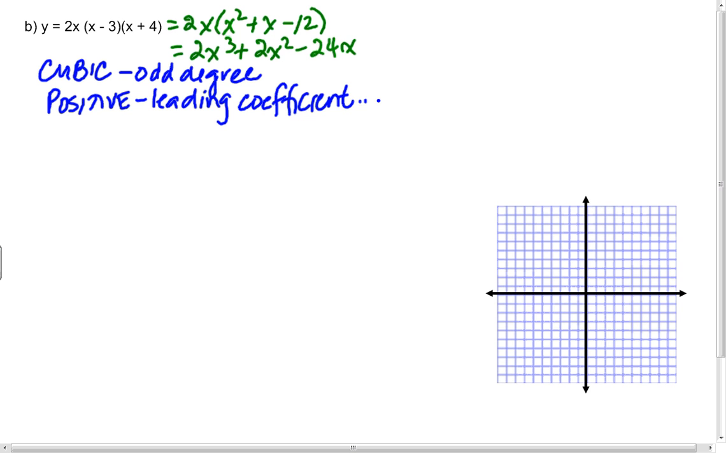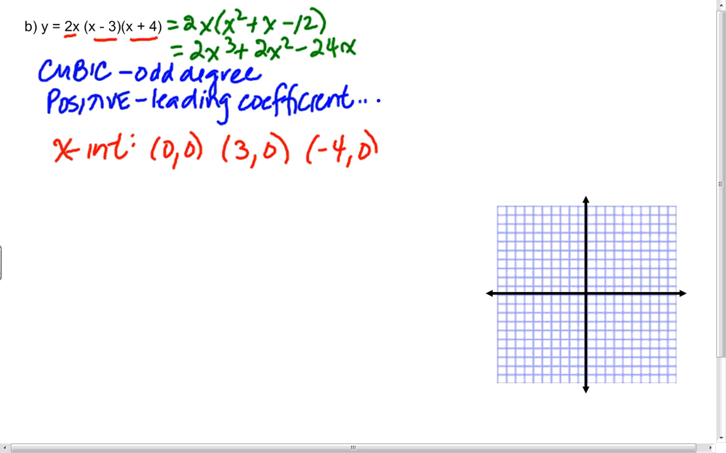And it has 3 x-intercepts. Because it's in factored form, I can get my 3 x-intercepts from each factor. My x-intercepts are 0, 3, and negative 4. Each one of those has odd order. I always get that word, lose it somewhere. All right, odd order, to the invisible power of 1. That means the function will pass through all 3 of those x-intercepts.